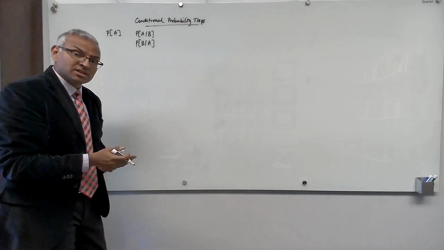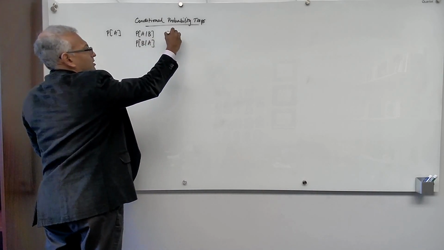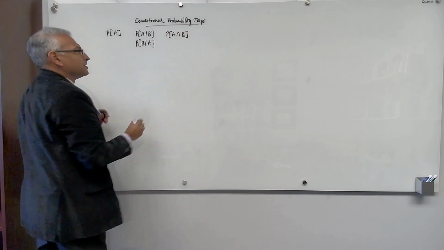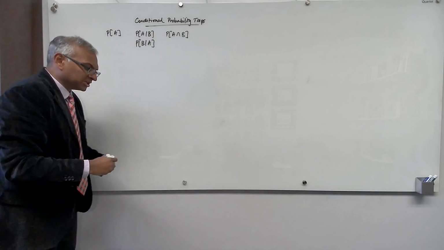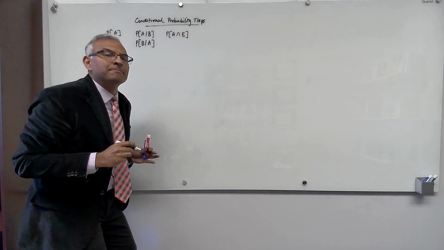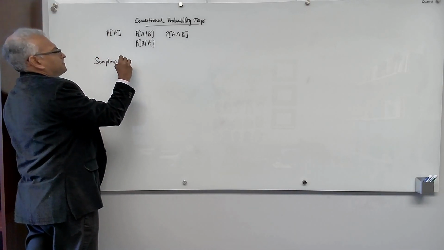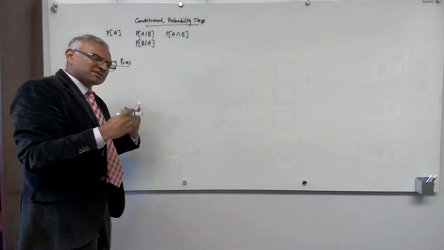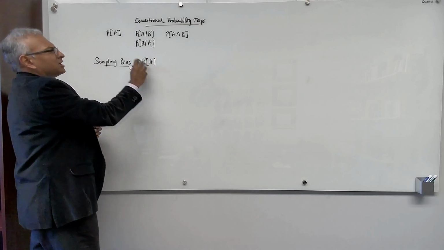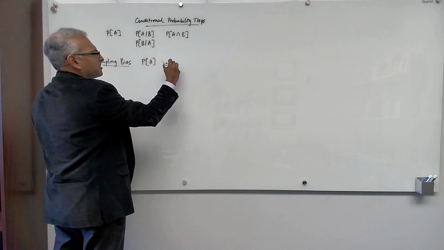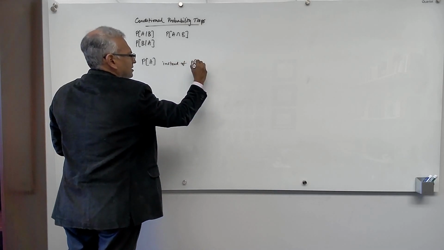Then there's also another kind of probability, which is the AND. If you have two events A and B, there's the probability of A and B. Now let me tell you about a couple of conditional probability traps. The first is what's called sampling bias. Mathematically, you're basically using the probability of A, the unconditional probability, instead of the probability of A given B.